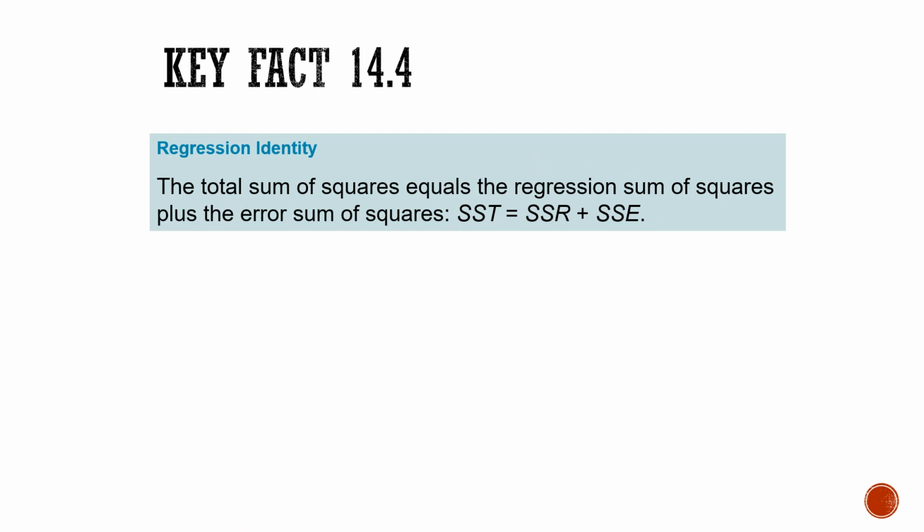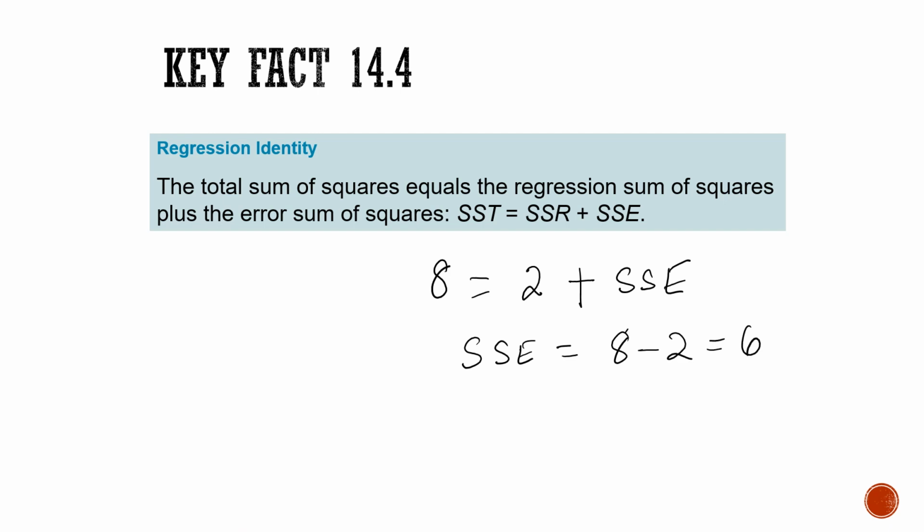So if SST we know is 8 and SSR is a 2, all we do is solve this equation for SSE. So SSE would be 8 minus 2, which is a 6. All right, 8 minus 2 equals 6. And that's what we got after we did the calculation through that table as well. So what I'm saying is if we know this identity, then we can avoid some extra work to find SSE.